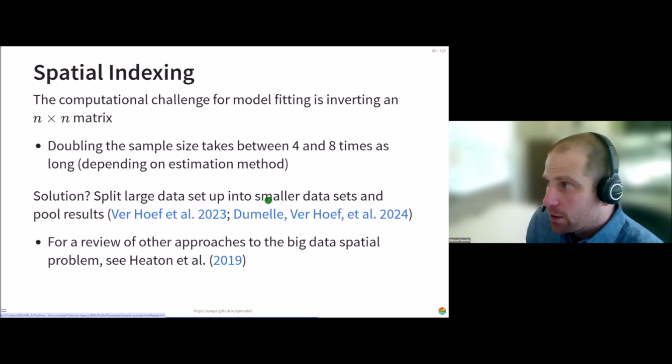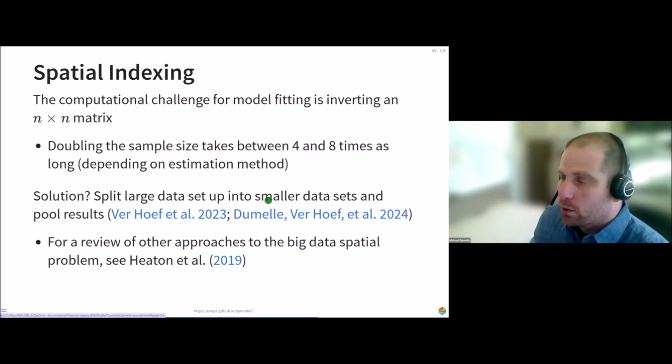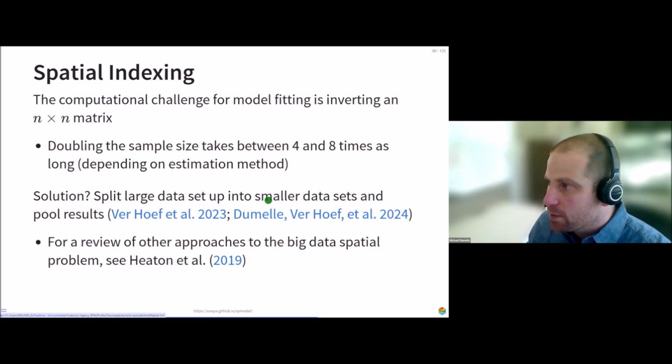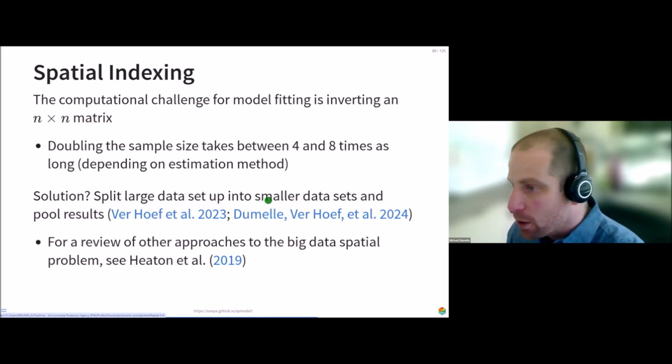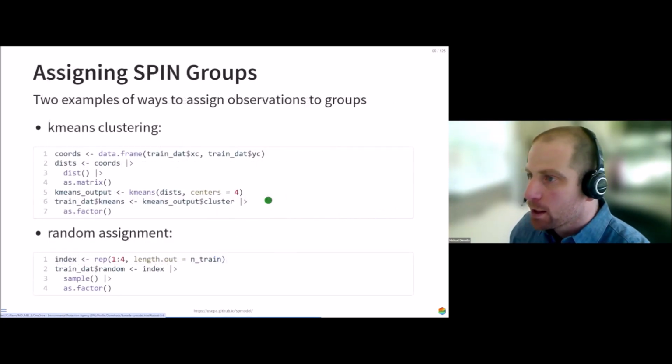The main computational challenge for spatial data has to do with inverting a matrix or working with an inverse. It has cubic computational complexity, meaning that if you double the sample size, it can take 8 times as long. That's bad. We have a solution to this problem. There are lots of really neat solutions. Ours is to split the large data set up into smaller data sets and pool the results.